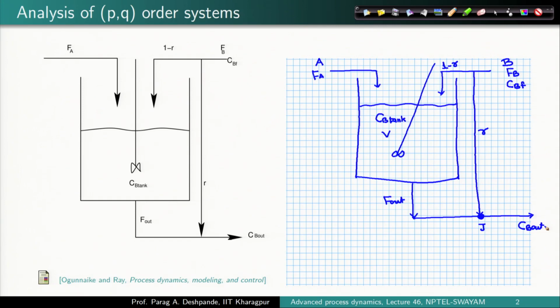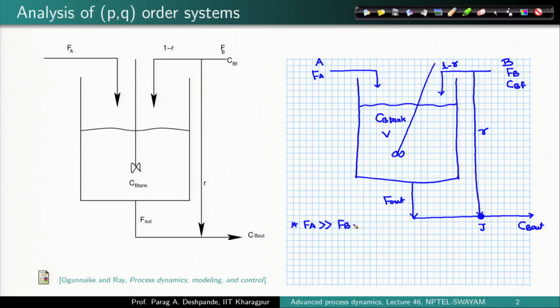Now I need to do the analysis of the dynamics of this system. Before we do this analysis, let us make some assumptions. The first assumption that I make is that F A, the volumetric flow rate of A, is very large compared to the volumetric flow rate of B. F A is very large compared to F B.